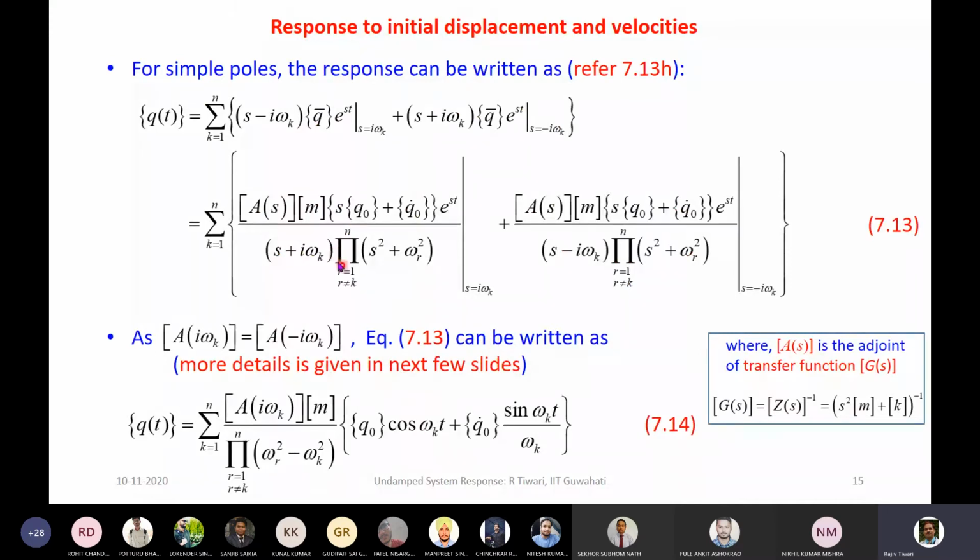So in the previous slide we obtained this was bk and this was ck. Now we want to simplify this further. So more steps we want to do. So here one thing is there.